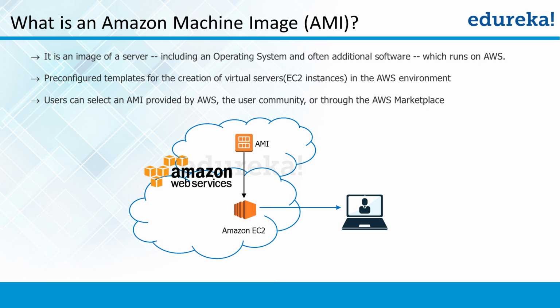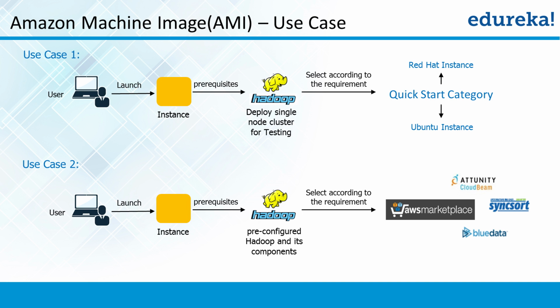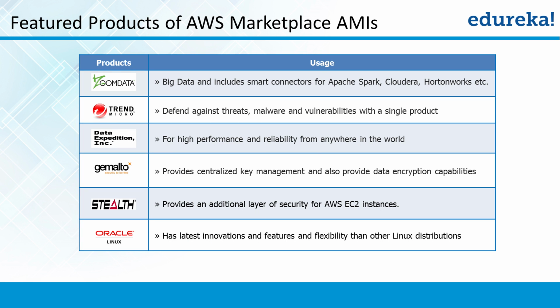You just have to pick what is the software or operating system that you want to use. So that's basically AMI, and here are some examples. Let's say if you want to use Hadoop, then all you have to do is select the AMI which has this Hadoop software on it. So any sort of software that you want, you can select the AMI for that software, and once the EC2 instance comes up, you'll have that software up and running on that server.